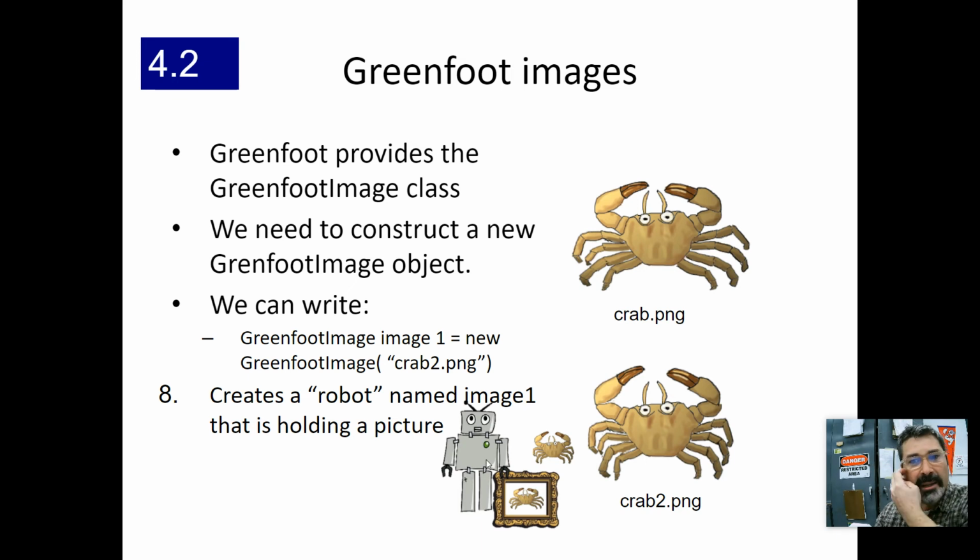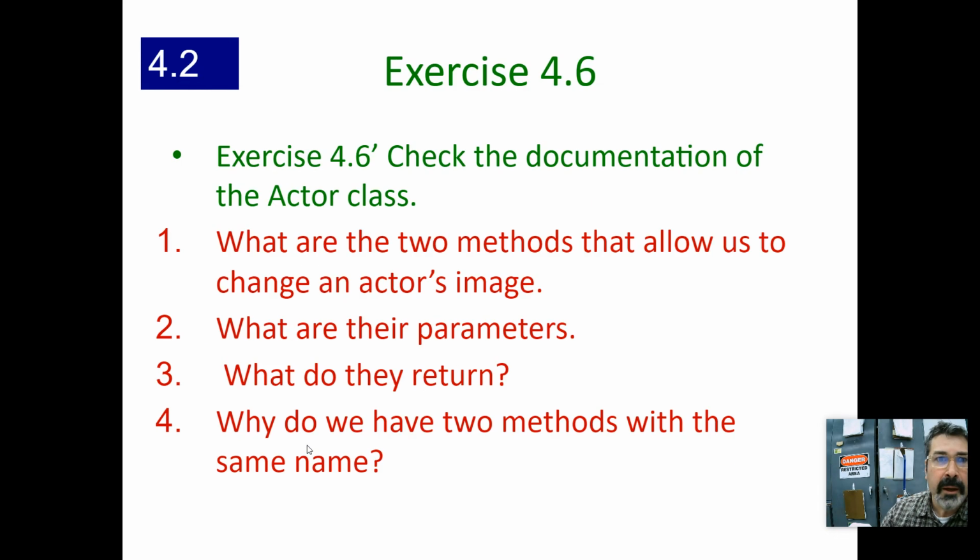He can do all kinds of stuff to the image. He can rotate the image. He can change the color of the image. But we're just going to have him do basic stuff. We're going to say, hey, give me the image, and we get it, and we use it. Then we say, hey, give me the other image, and we use it, right? So we have this GreenfootImage robot object, and he's going to hold some pictures for us, and we're going to use those pictures.